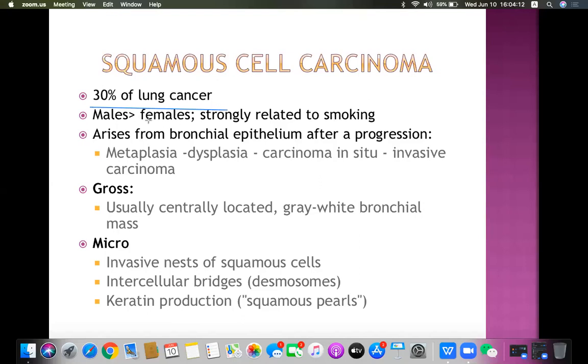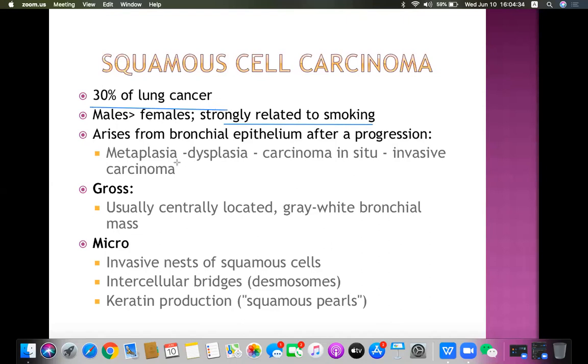This cancer is very common in males than females, and it is strongly related to smoking. Smoking plays a huge role in the development of squamous cell carcinoma. Now, this mechanism or pathogenesis, every student knows. In the beginning, the person smokes a lot.